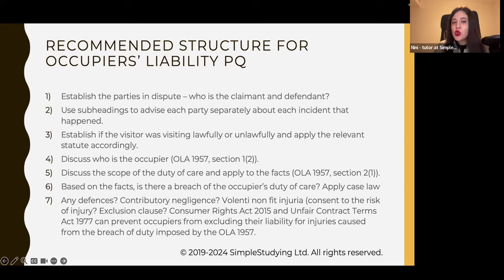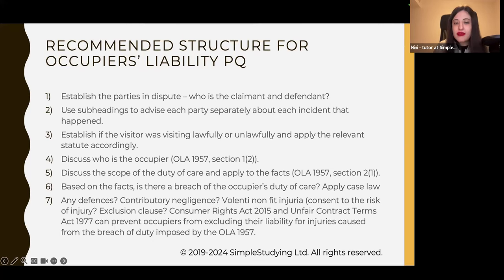And discuss who is the occupier. It's section 1(2) of the OLA 1957. Most of the times it will be clear who is the occupier. In this case, it was the company that operated the amusement park, but sometimes it's not very clear. So make sure that you discuss, even if it's clear, you still have to define what is an occupier and apply it to the facts of the case and say who is the occupier.